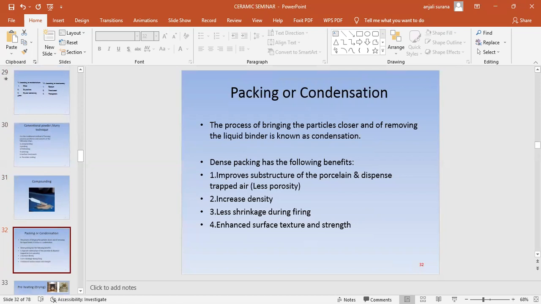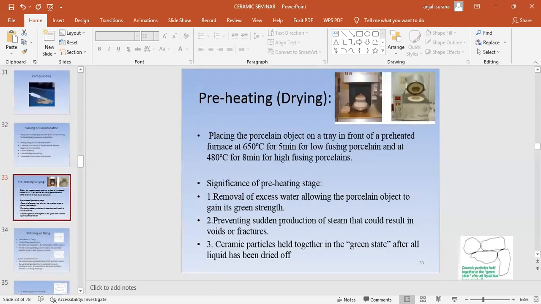Dense packing has the following benefits. It improves the substructure of porcelain and dispenses trapped air, so it results in less porosity. Then we have increased density, less shrinkage during firing, and enhanced surface structure and strength. Next is preheating or drying. Placing the porcelain object on a tray in front of a preheated furnace at 60 degrees Celsius for 5 minutes for low fusing porcelain, and at 480 degrees Celsius for 8 minutes for high fusing porcelains.